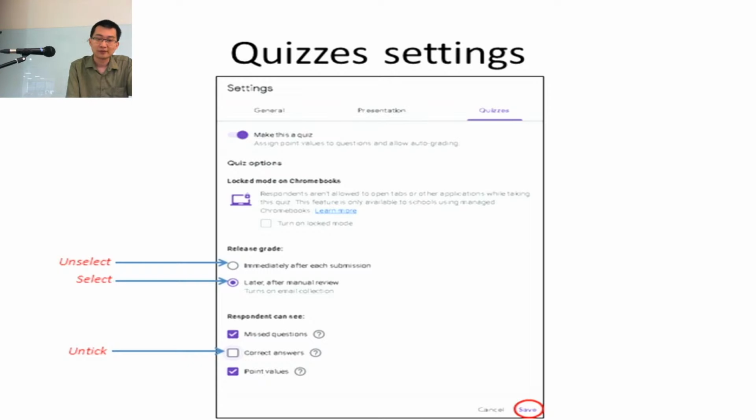Okay, but if you want to make this a quiz where it can auto mark, then you have to make sure it remains like this. Make this a quiz, and then make sure the student does not get the feedback or the grade immediately, but you select later after manual review, and do not let them see the correct answers, of course. Common sense, right?